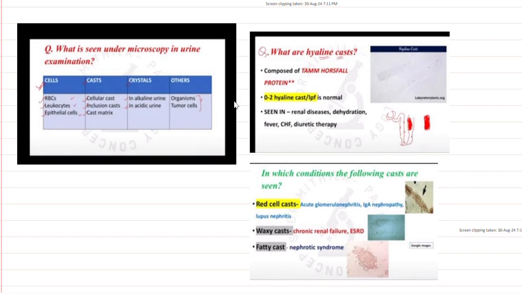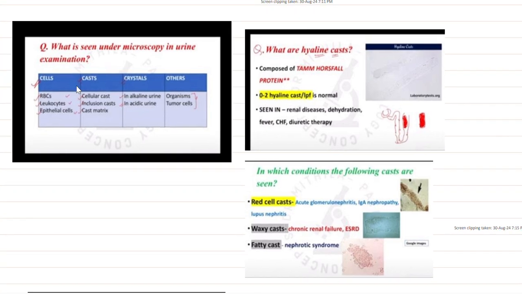Now, for the microscopic examination, what can we see in the microscope? We can see the cells, casts, crystals, and other organisms or tumor cells. Cells can be RBC, leukocytes, epithelial cells. Casts can be cellular casts, inclusion casts, or cast matrix. Crystals can be seen in alkaline urine as well as in acidic urine.